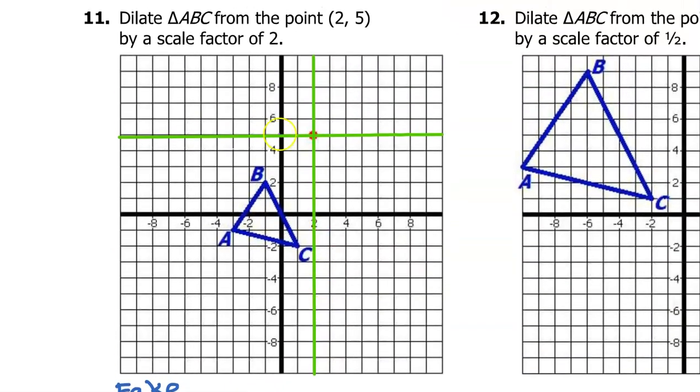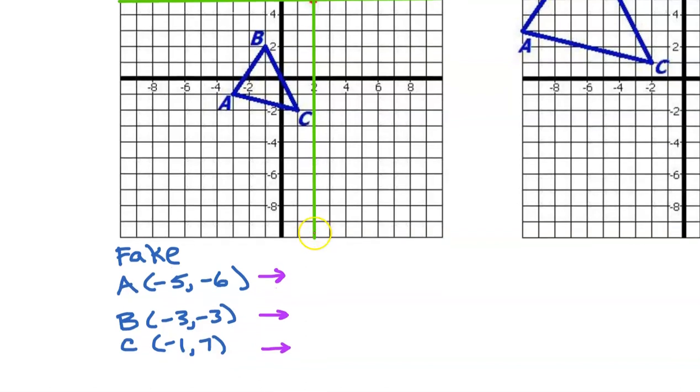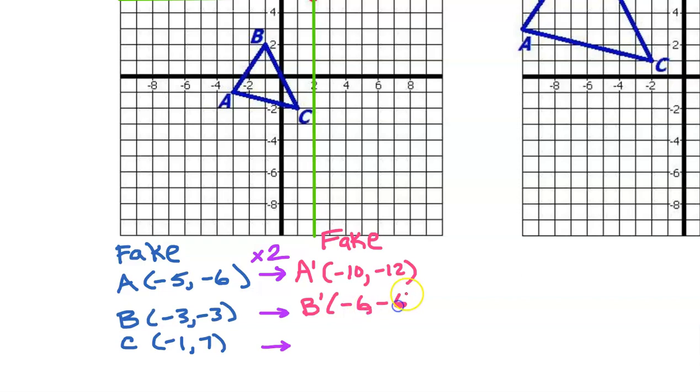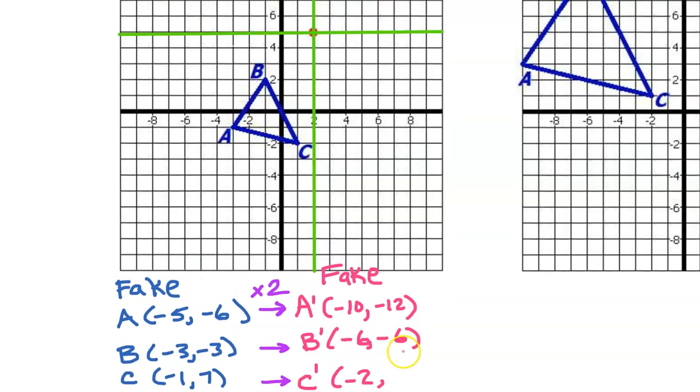All right, time to do the fake image. So are we still doing a scale factor of 2? Yes. So that means we are still going to simply multiply everything by 2. This is still fake, people. All right, fake A prime will be -10, -12. Fake B prime, -6, -6. Fake C prime, -2, +14. Is this positive?